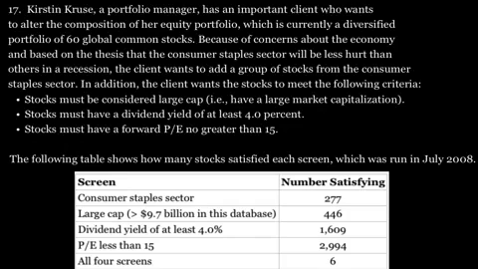Number 17, Kirsten Cruz, a portfolio manager, has an important client who wants to alter the composition of her equity portfolio, which is currently a diversified portfolio of 60 global common stocks. Because of concerns about the economy and based on the thesis that the consumer staples sector will be less hurt than others in a recession, the client wants to add a group of stocks from the consumer staples sector. In addition, the client wants stocks that meet the following criteria. Stocks must be considered large cap, have a large market capitalization. Nothing wrong with that. Stocks must have a dividend yield of at least 4%.